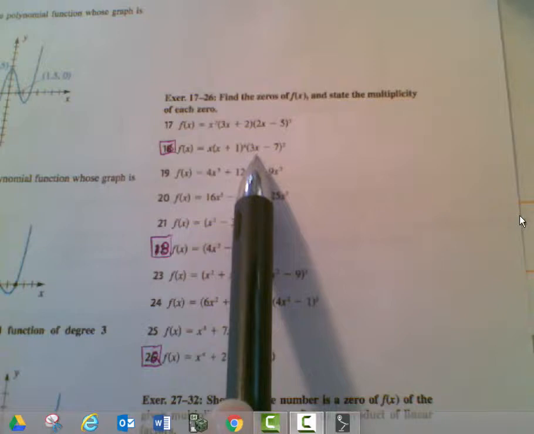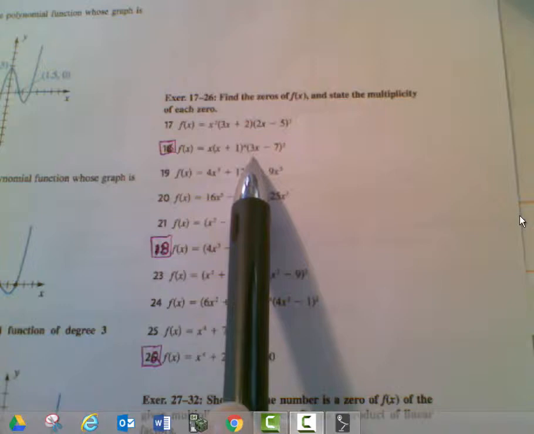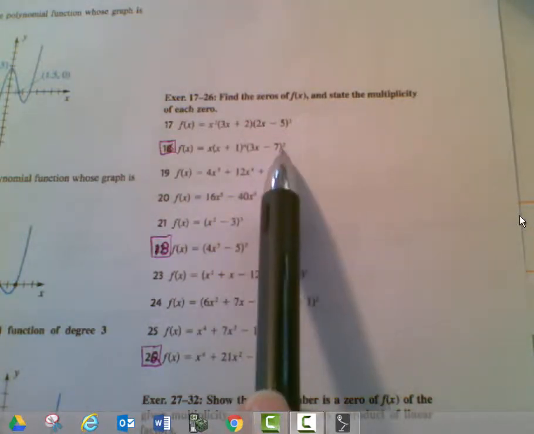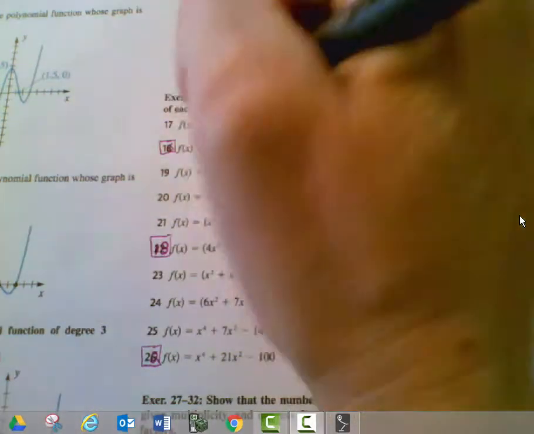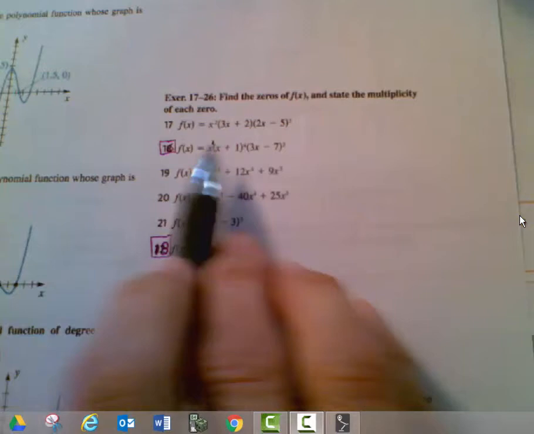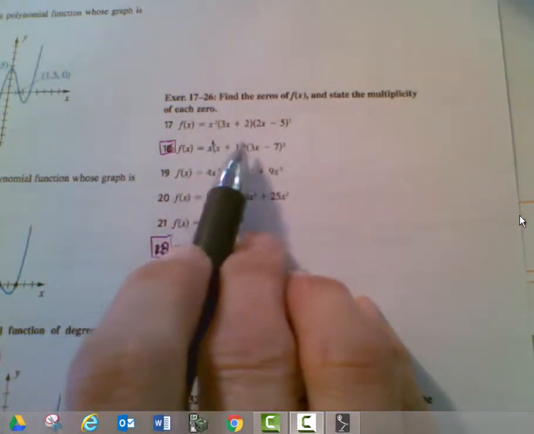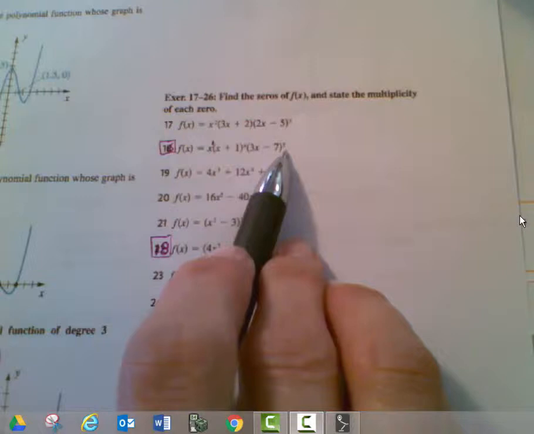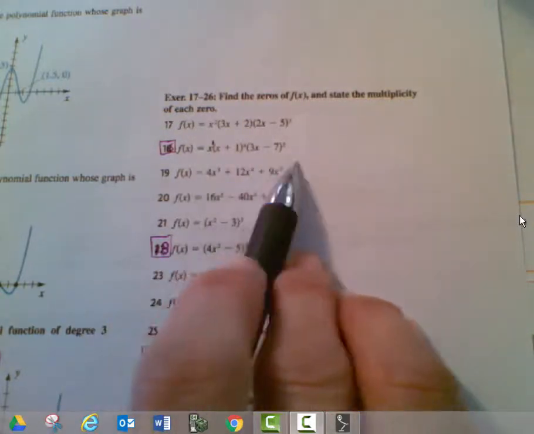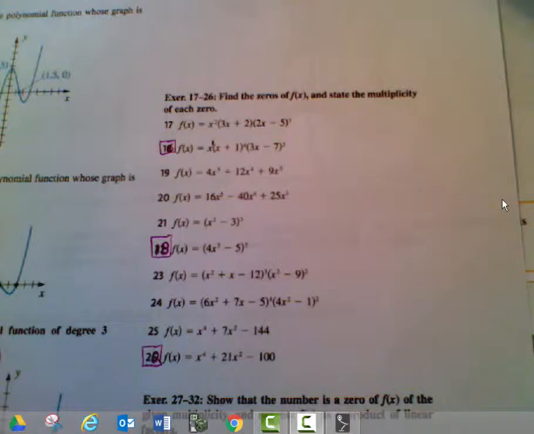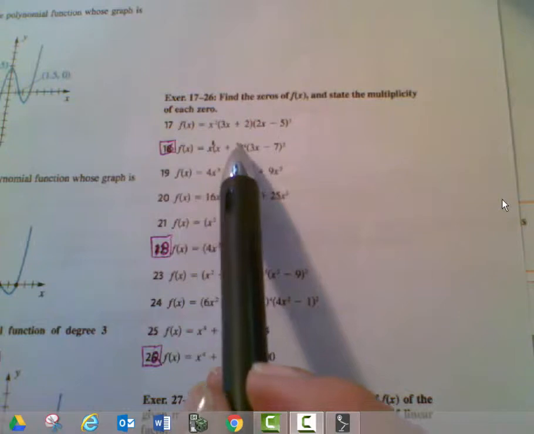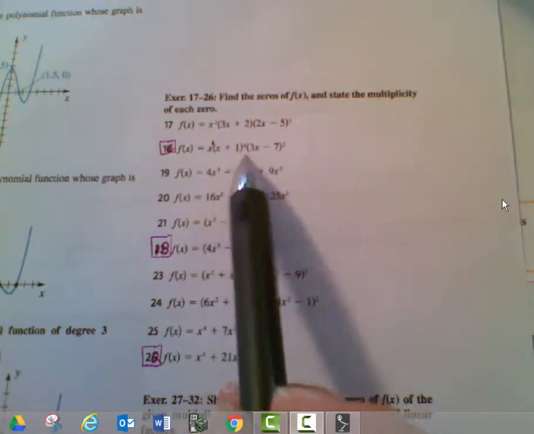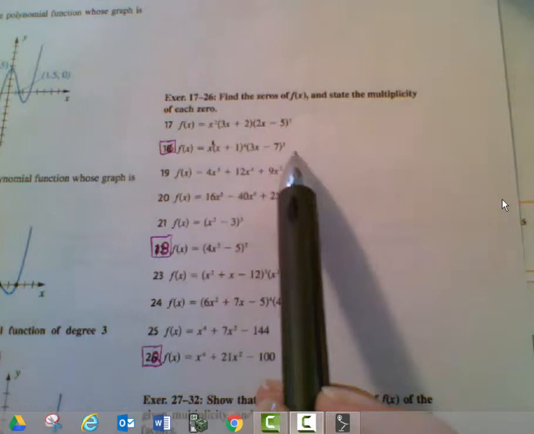And then if I set 3x minus 7 equal to 0, I would get the zero 7/3, and it is of multiplicity 2. So if I multiplied that all out, I'd get a 7th degree polynomial because the 1 plus this 4 plus that 2 gives me 7. So I have a 7th degree polynomial. It has 7 zeros if you count 0 as 1 zero, negative 1 four times, and then positive 7/3 two times.